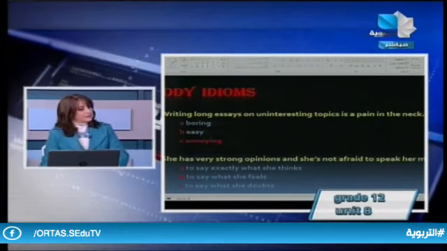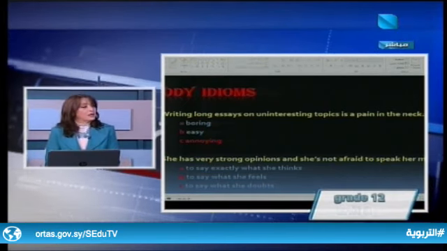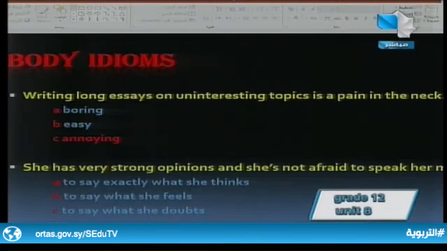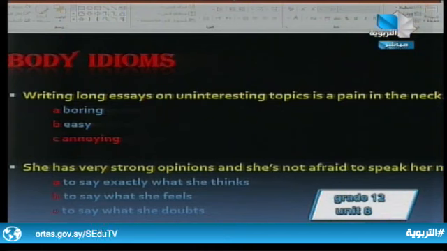So when we say pain in the neck, it doesn't mean that you are suffering or sick. No, it is not like that. It means annoying, not something pleasant. Exactly. Very nice.